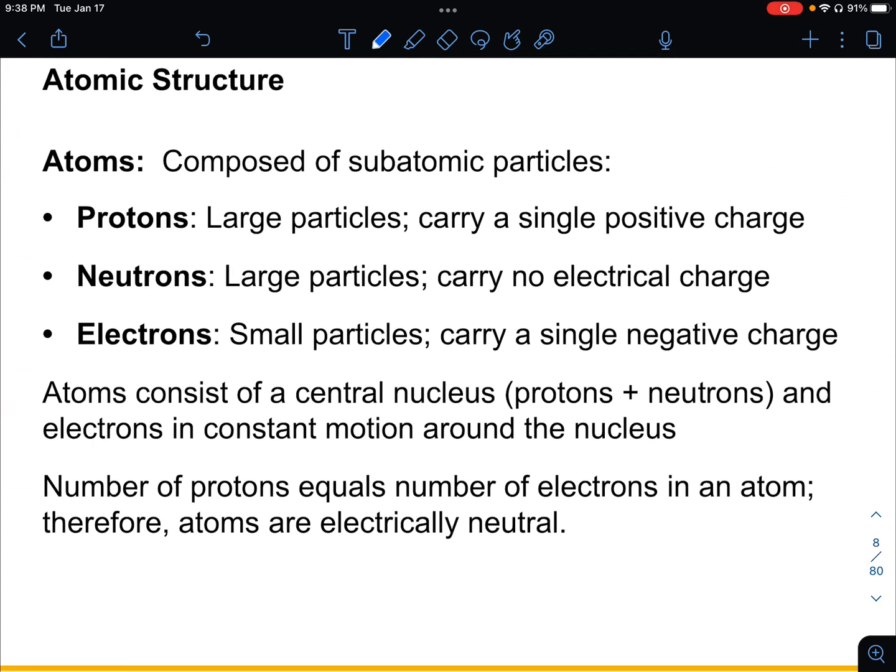So we've already talked about this a little bit, and as I said, if we repeat it multiple times, that means it is extremely, extremely important. So here we're talking about our atomic structure being an atom. An atom is composed of subatomic particles, and we know we have protons, neutrons, and electrons. Our protons are large particles, neutrons large particles, and electrons small, not talking about their weight. Protons have a positive charge, neutrons a neutral charge, and our electrons a negative charge.